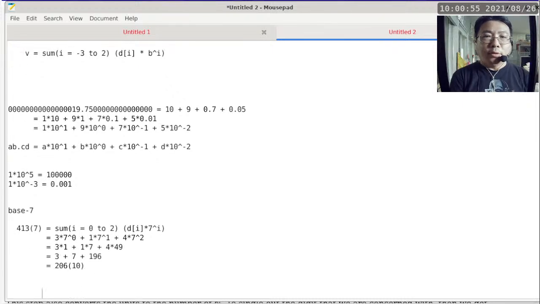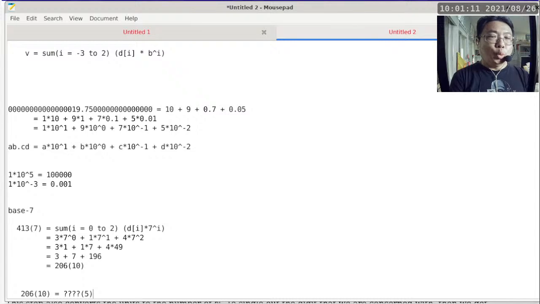How do we convert from base 10, or a value that is already represented in base 10, to a particular base? So let's look at 206 again in base 10. And I'm going to say, what if I want to represent this as a base 5 number?